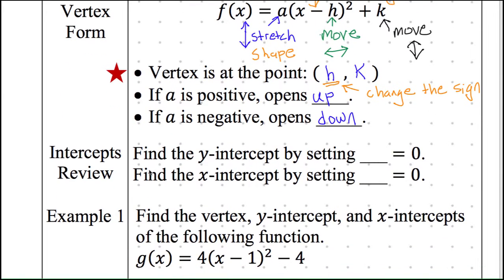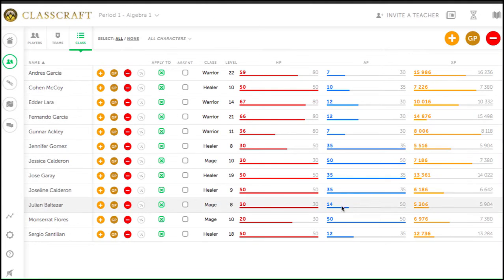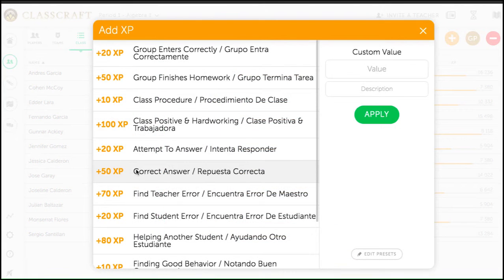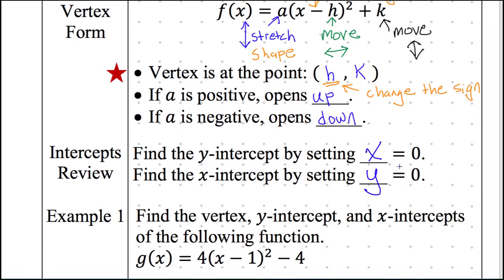Okay, so someone aside from Gunnar, quiet raised hand. What do you set equal to 0 to find the y-intercept? Julian. Exactly. Set x equal to 0. And Julian, therefore, if I'm finding the x-intercept, I set what to 0? There it is. Yeah, thank you, Julian. So that should be review. We've talked about that over and over again. That's just coming back to the same thing.